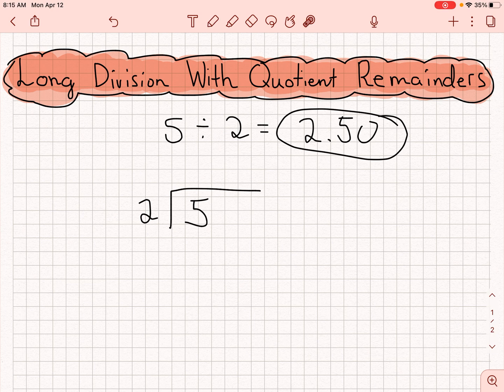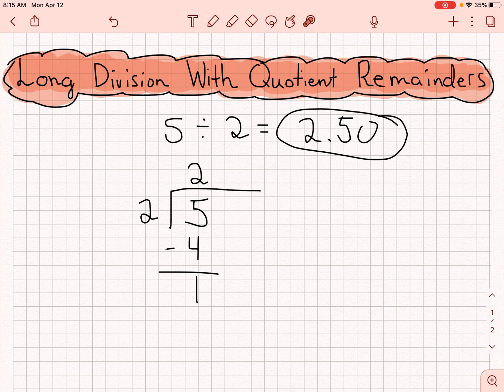So to begin with, we'll say, how many groups of 2 can I make with 5? Let's see, 2, 4. I can make 2 groups of 2. Next is multiply. 2 times 2 is 4, and subtract. 5 minus 4 is 1. So I'm just following the normal steps of long division. Now, in long division, previously we would have had 1 as a remainder, but we don't want a remainder. We want to divide everything evenly here. So we have to divide up that 1. But there's nothing left to bring down.